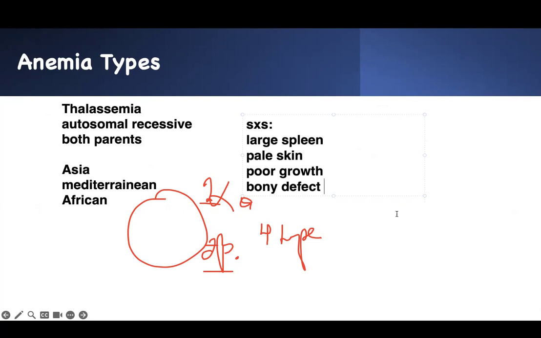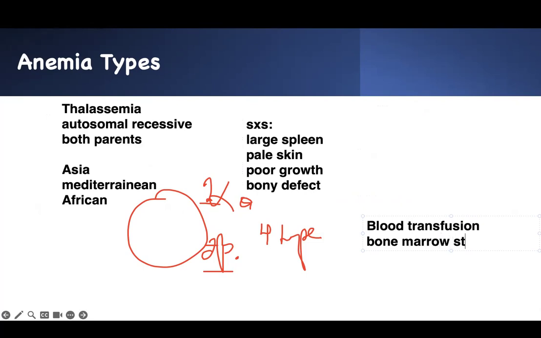How do you treat this patient? They will need blood transfusion. So blood transfusion is the key. But the most important, you got to replace their bone marrow, stem cell. This is the only way you can fix the actual problem. But most of them get transfusion to help with the situation. Very, very important: autosomal recessive, both parents of Mediterranean origin. And these are the signs and symptoms you may see in them.